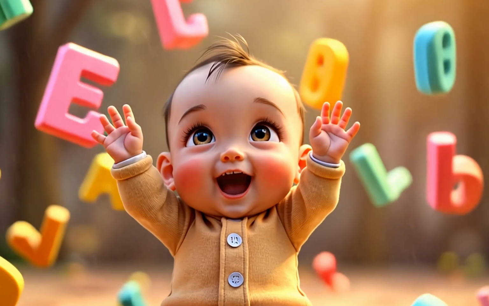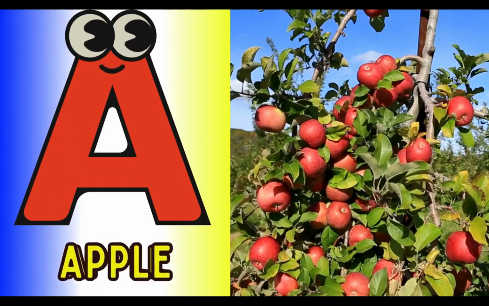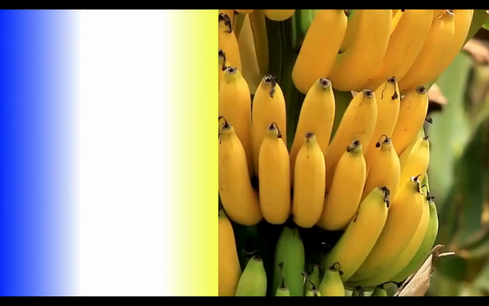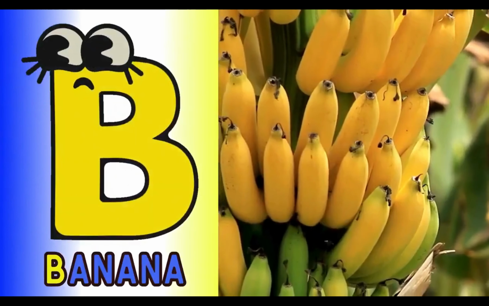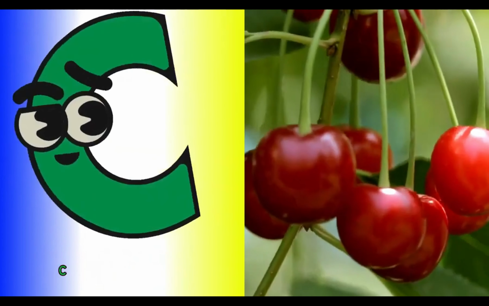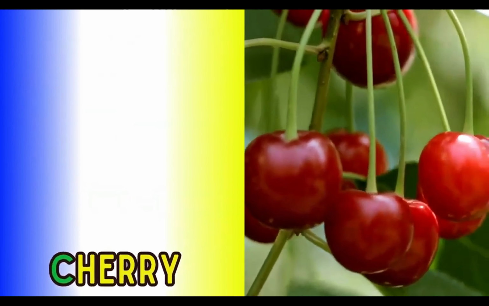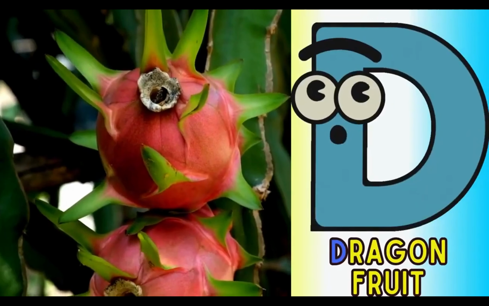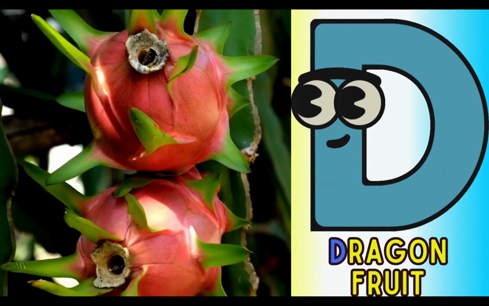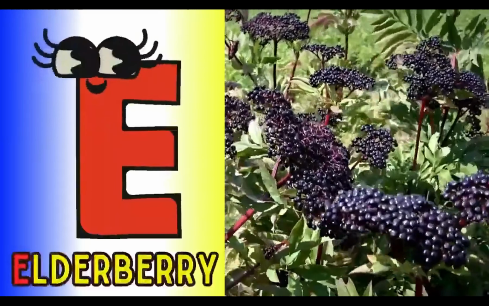A is for apple. B is for banana. C is for cherry. D is for dragon fruit. E is for elderberry.